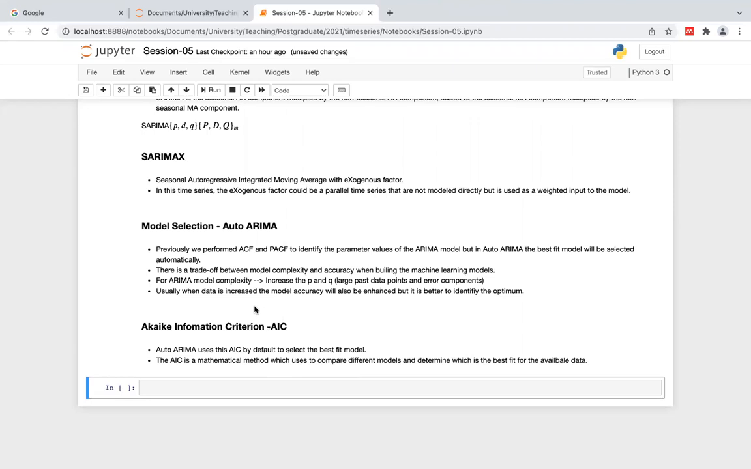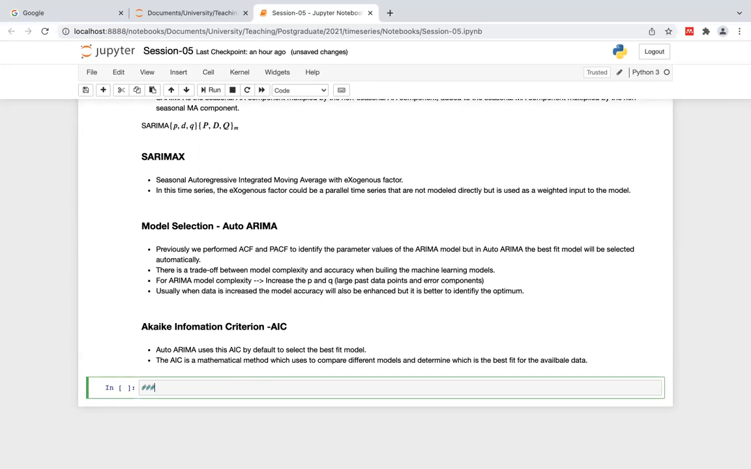Then we discussed how we select the model in the context of auto ARIMA and what criteria we use to identify the best fit model. That is called AIC, right? Based on that, we can identify the best fit model from multiple parameter lists. Then we discussed the best fit model, overfitting and underfitting, and things like that. Then this is the time to implement this model. Let's see the way of implementing this.